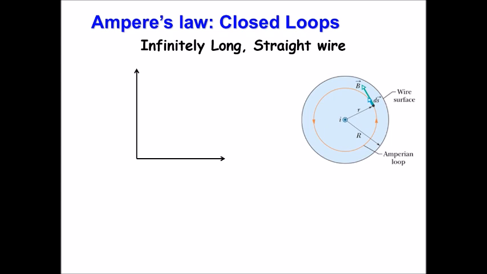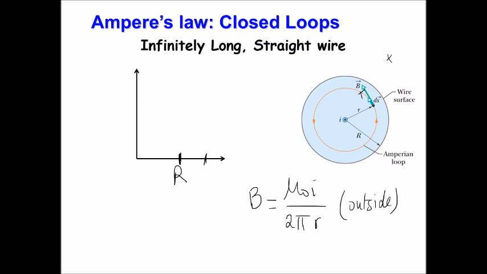So here I want to do a recap. We know B outside, we know B inside. So I assume that this is my radius. So what is B outside? That's just mu 0 I over 2 pi r. That's outside. And what is B inside? B in, that's mu 0 I r over 2 pi capital R squared.